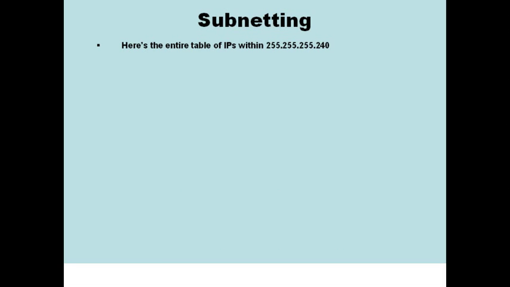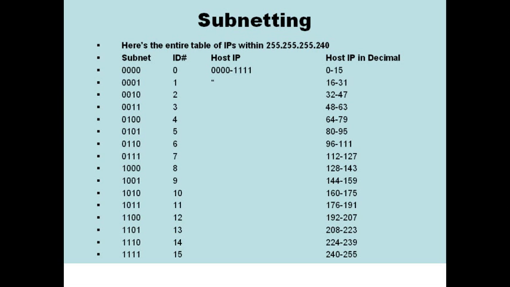Here's the entire table of IPs within 255.255.255.240. And this may seem like a lot of information at first, but if you look at the left-hand column, we see the subnets, which are just being shown in binary and in decimal. So the ID numbers go from 0 to 15. For each of those subnet IDs, we can have hosts between 0 and 15. The usable hosts are going to be a little bit less than that, though, because we can't use the first and we can't use the last.